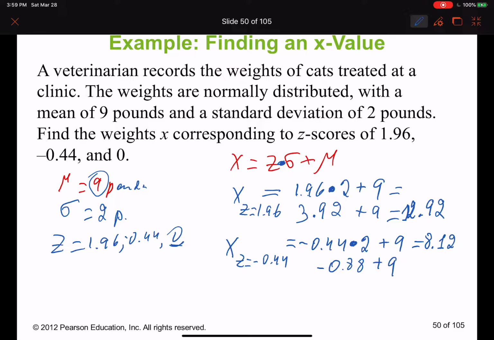And now let's do x for z-score equal 0. That is equal z-score 0 times sigma and plus mu. Since z-score times sigma is going to be equal 0, all we have is mu, which is 9. That's how easy you get the answer.